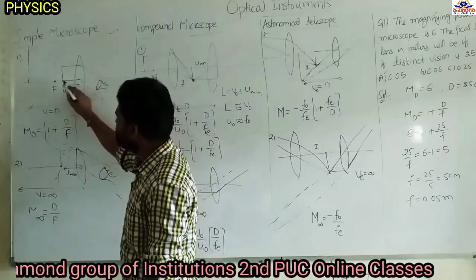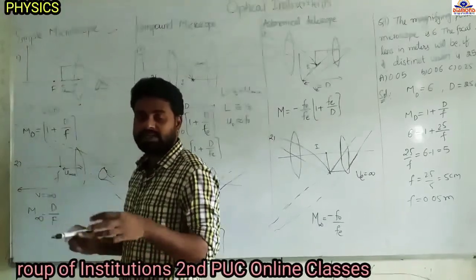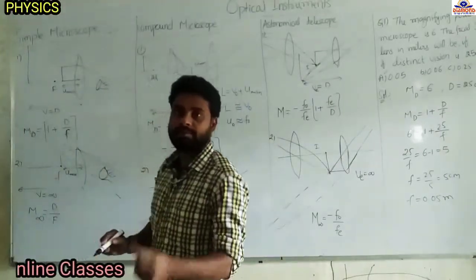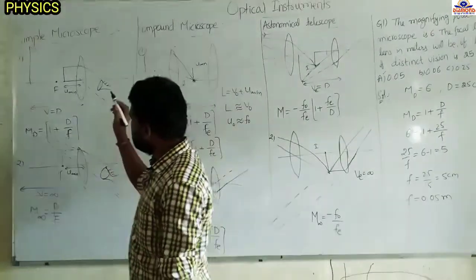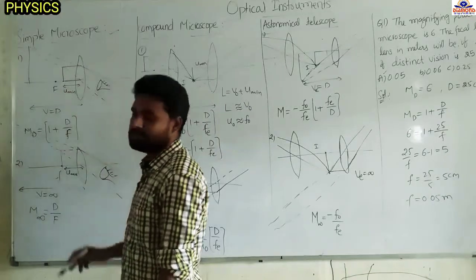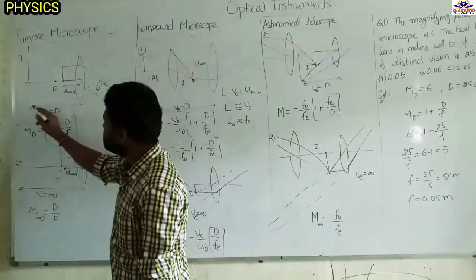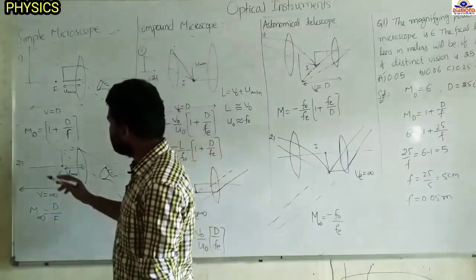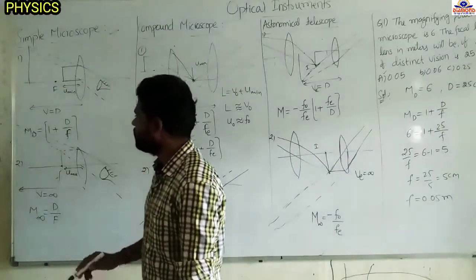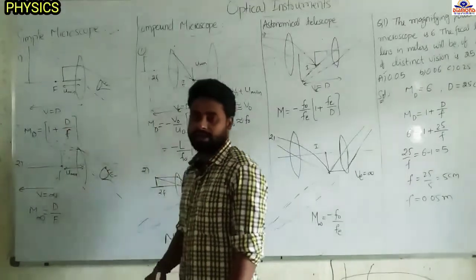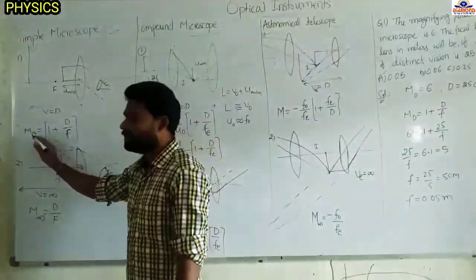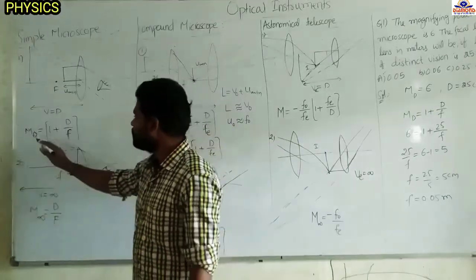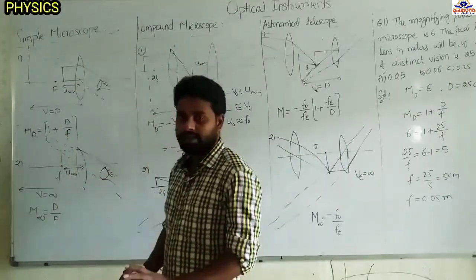At what distance of the object we get the image at the least distance of distinct vision, that distance of the object is called the minimum distance. That means if the object is at the minimum distance, then the image is at the least distance of distinct vision. Then the magnifying power formula is 1 plus D by f. Here the suffix D means the image is at the least distance of distinct vision. So M_D equals 1 plus D by f.